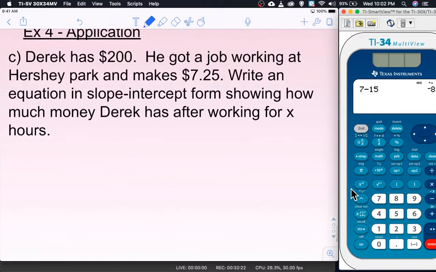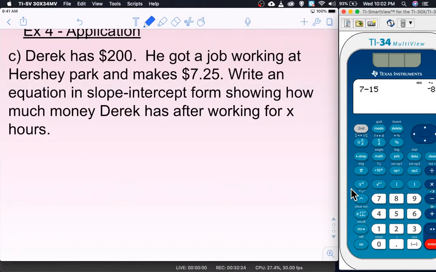Two for me, one for you. Derek has $200. He got a job working at Hershey Park and makes $7.25 an hour. Write an equation in slope-intercept form showing how much money Derek has after working for x hours. Why don't you go ahead and pause the video, think about it, and then when you're ready to continue, hit play. We'll go through it together.